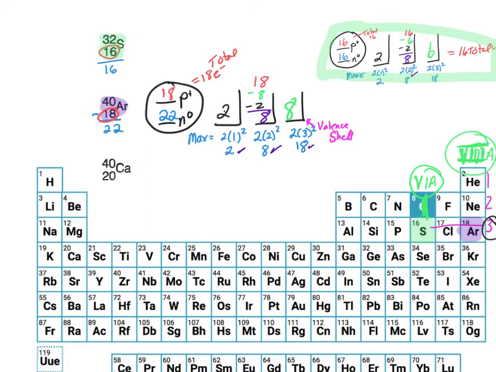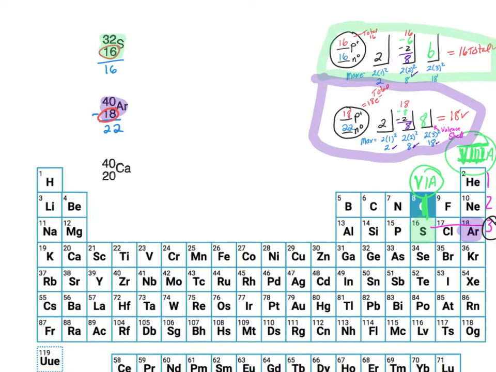You also should always check that you have the right number of electrons when you're done. So we have 2 plus 8, which is 10, plus 8, which is 18, and that's what we expect. And now you can try calcium 40.